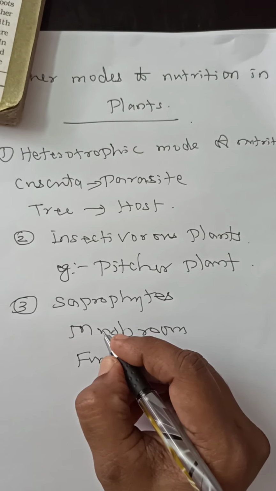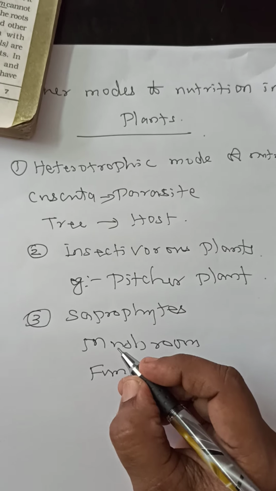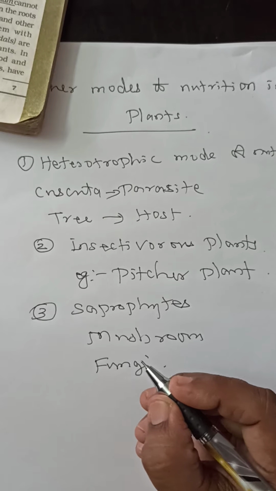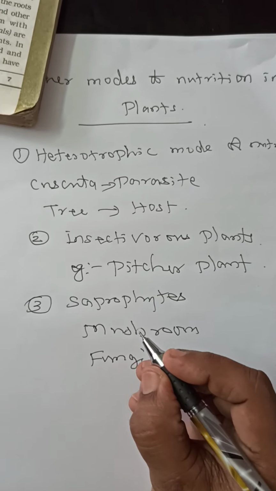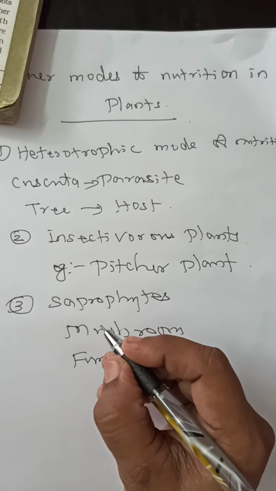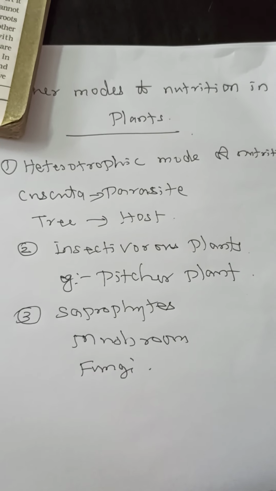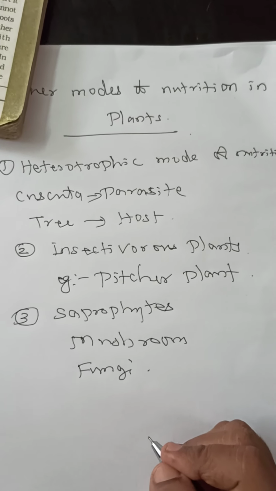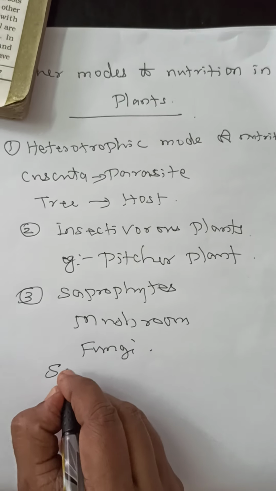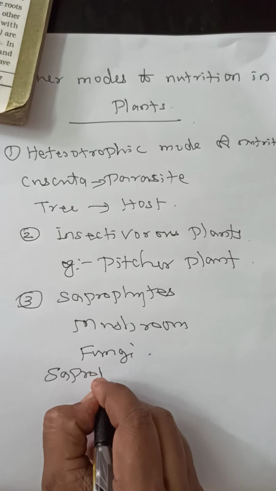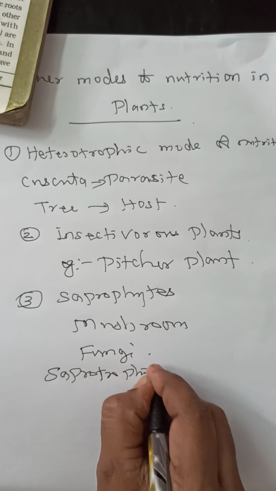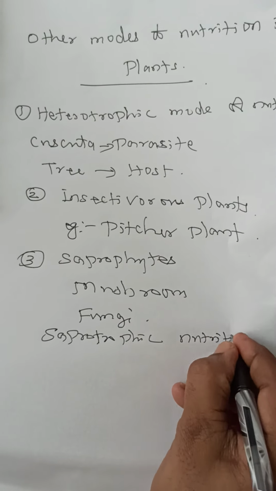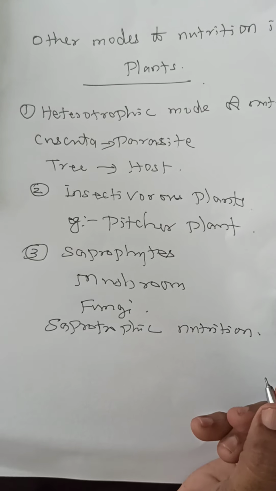How are they making the solution? By secreting certain juices. These juices convert the nutrients in the wood or on the bread into a solution form, and the nutrients are absorbed in the solution form from the dead and decaying matter. Then it is called saprotrophic nutrition. They are called saprophytes. Is it clear to you?